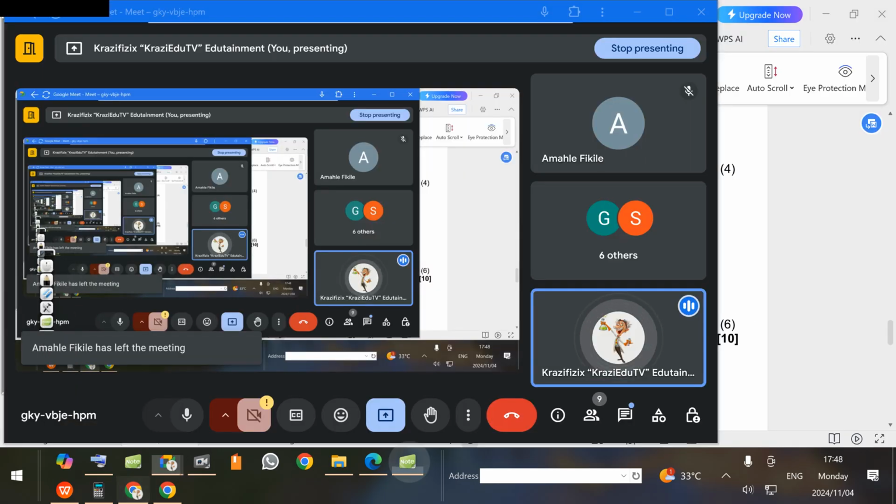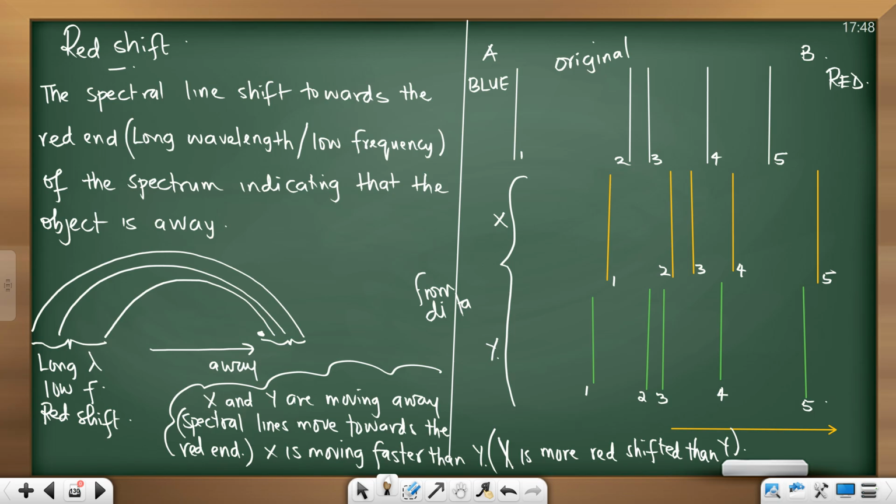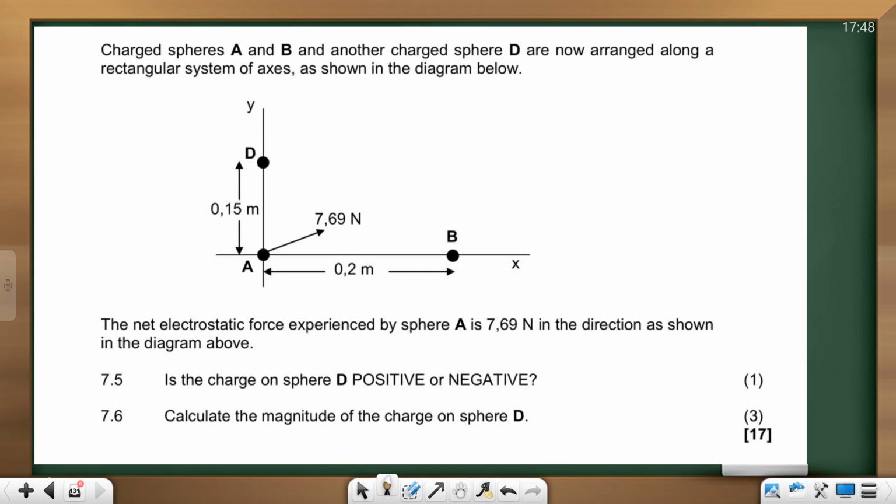All right, people. Let's look at the last question. So that's your red shift and blue shift. If you find any question that is not so clear, we can also look at it. Okay, let's look at this one.